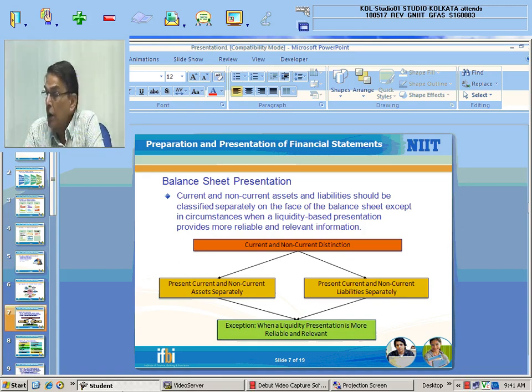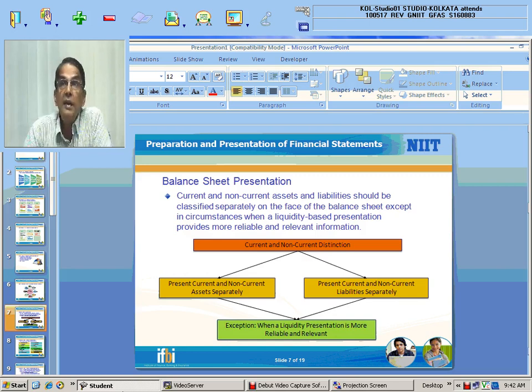All current assets and non-current assets should be distinguished and presented separately. Similarly, for liabilities we should check whether they are current liabilities or non-current liabilities, and they should be reflected separately in the balance sheet, unless the liquidity presentation is more reliable and relevant.